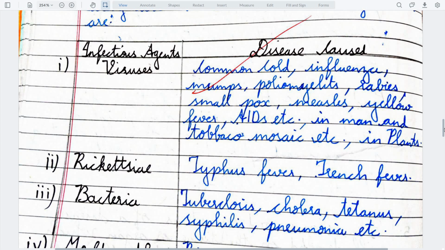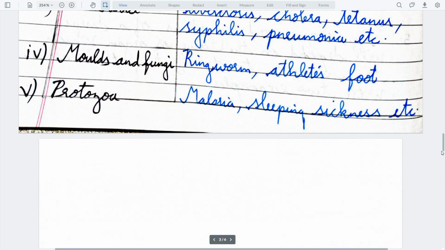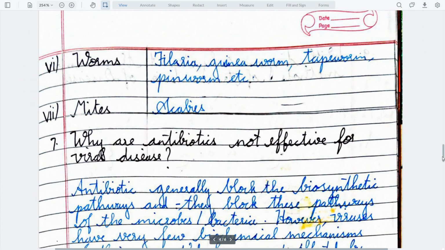Rickettsia: typhus fever, trench fever. Bacteria: tuberculosis, cholera, tetanus, syphilis, pneumonia. Molds and fungi: ringworm, athlete's foot. Protozoa: malaria, sleeping sickness, etc. Worms: filaria, guinea worm, tapeworm, pinworm, etc. Mites: scabies.